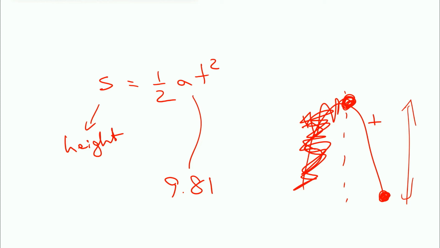But remember, we don't want that whole time. What we want to do is take half of the time, and that's what we're going to square. So if we want to know how high, and this will be in meters, assuming that our time is in seconds, take half of the time for the second half of the flight, then square it, multiply that by 9.81, then divide that by 2, and you've just found the height that the ball went.